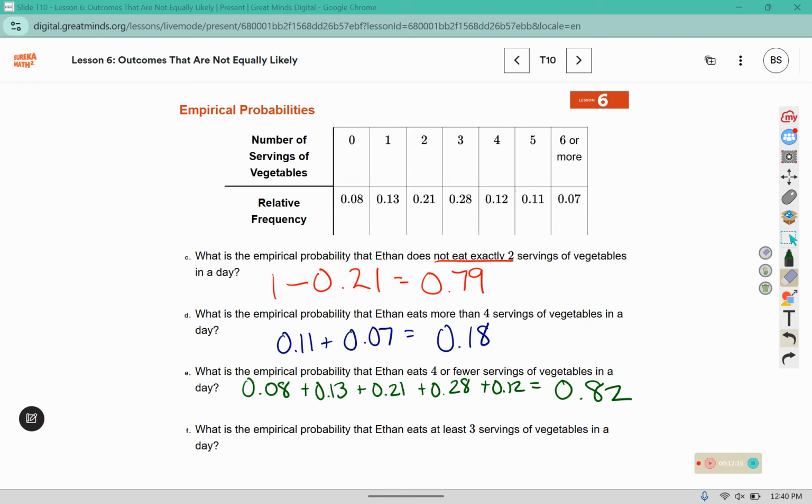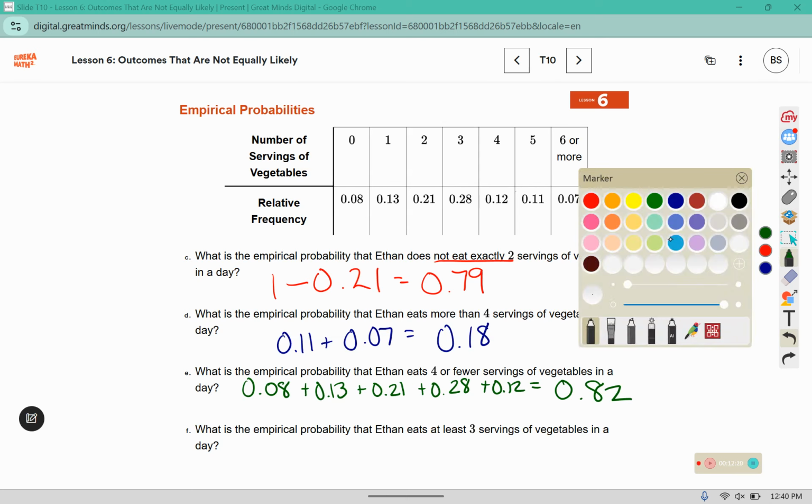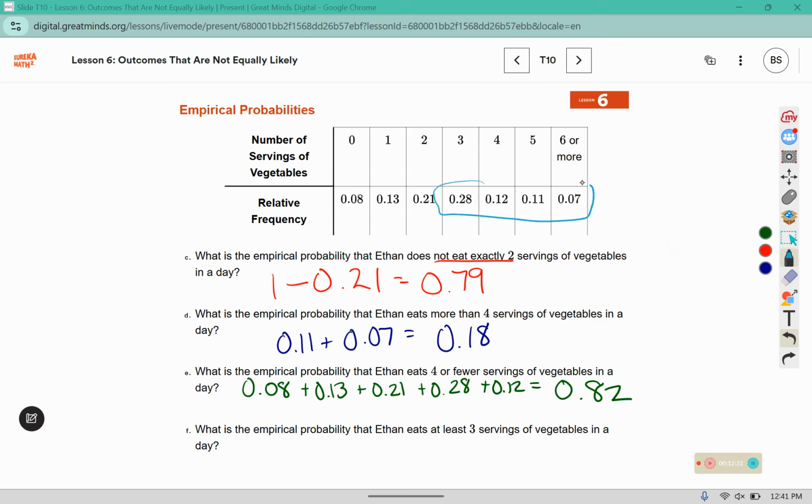F. What is the empirical probability that Ethan eats at least 3 servings of vegetables in a day? At least 3 means 3 or more.